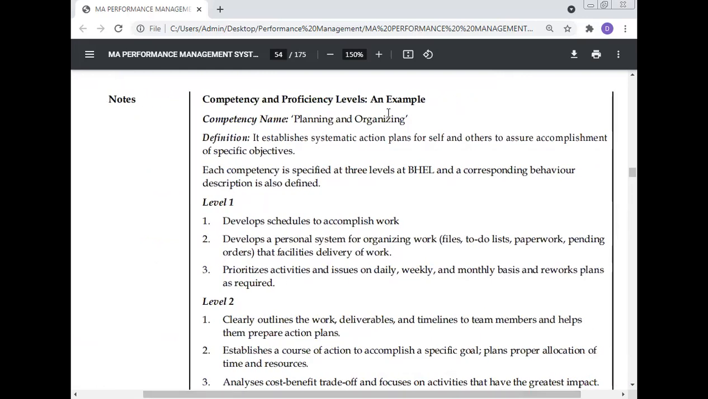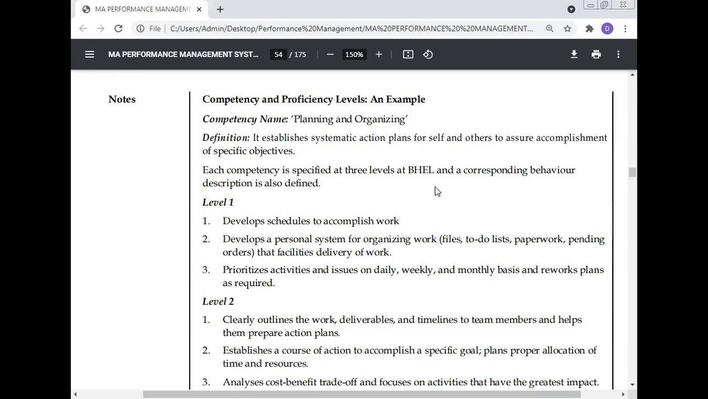Competency, proficiency level and example. Competency name: planning and organization. Definition: it establishes a systematic action plan for self and others to ensure accomplishment of the specific objective. Each competency is specified at 3 levels as well, and a corresponding behavior description is also defined.